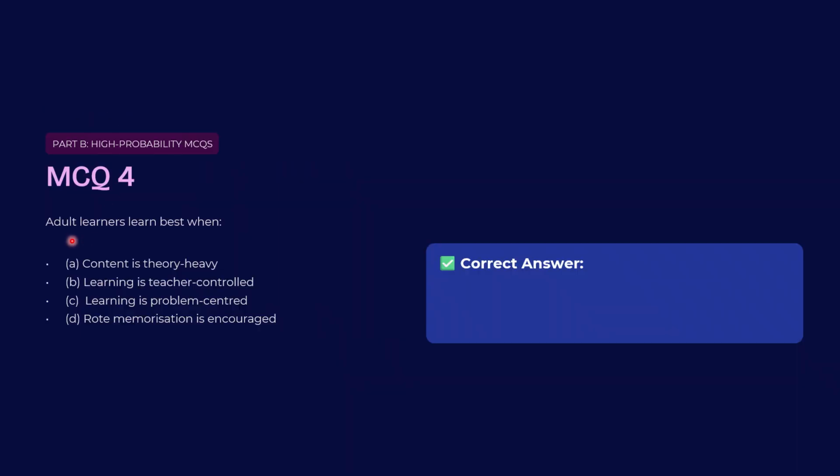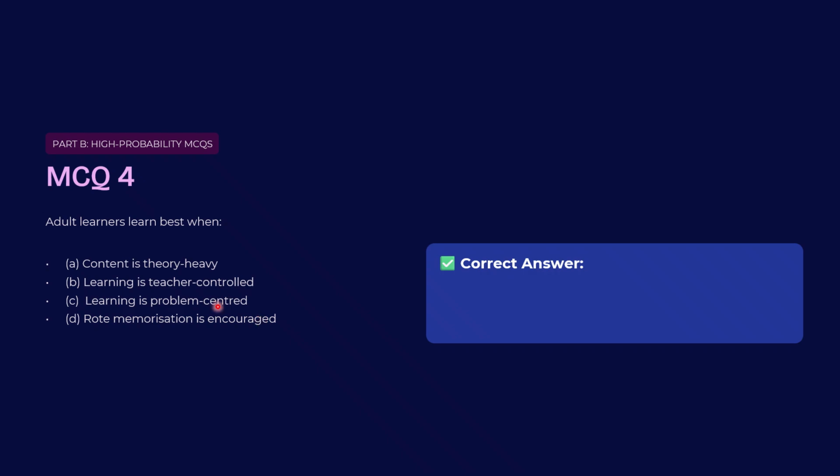Our next question is, adult learners learn best when A, content is theory heavy, B, learning is teacher controlled, C, learning is problem centered, and D, rote memorization is encouraged. Here the correct option is option C, that is learning is problem centered.